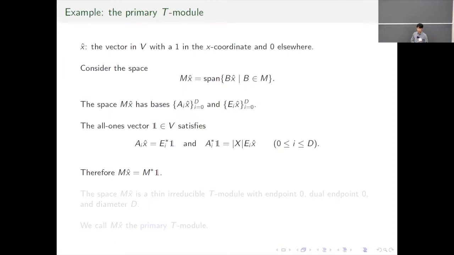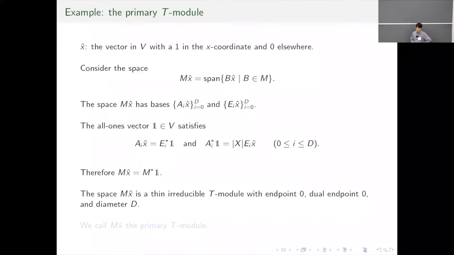Therefore, M x hat is a T-module, because M x hat is invariant under every element in T, because T is generated by M and M star. And this space M x hat is actually a thin irreducible T-module, with endpoint 0, dual endpoint 0, and diameter d. So in other words, all subspaces E_i star M x hat and E_i M x hat are nonzero one-dimensional spaces. And we call M x hat the primary T-module. Okay, this is the example of the thin irreducible T-module.